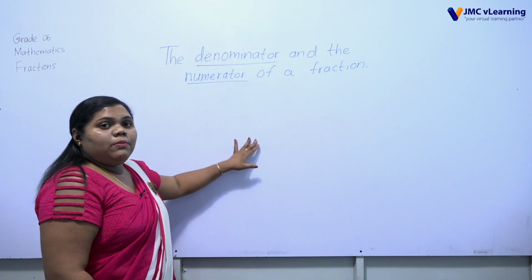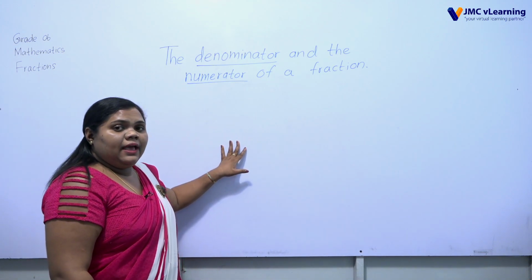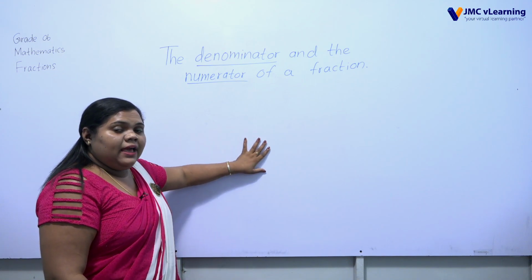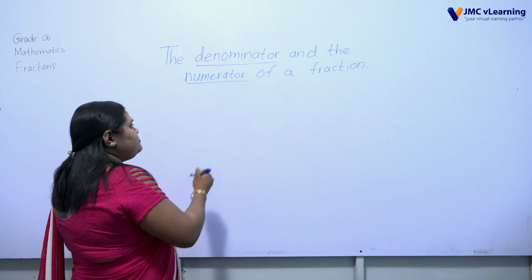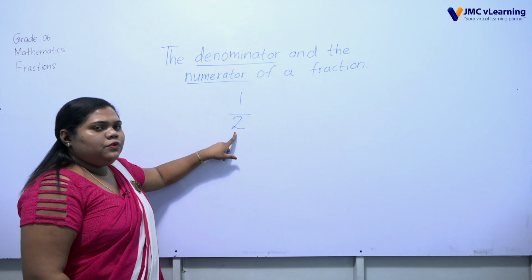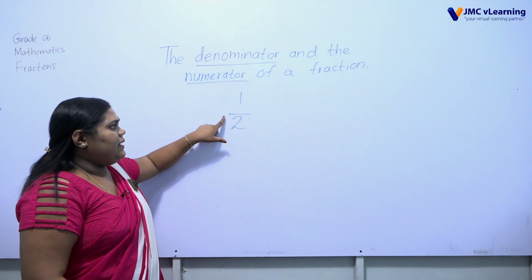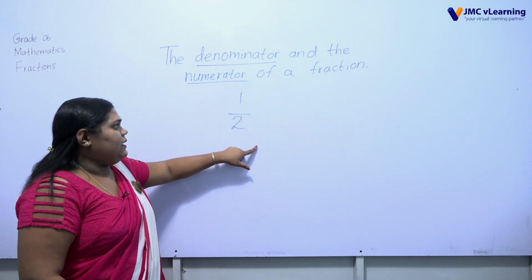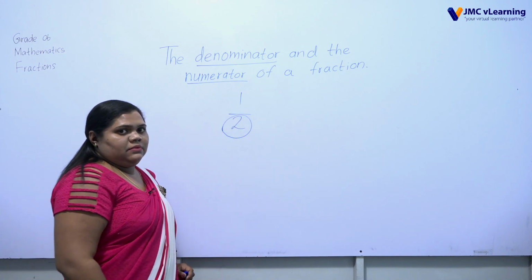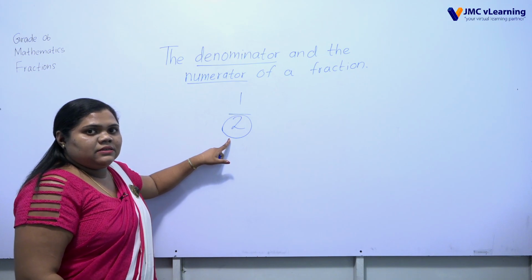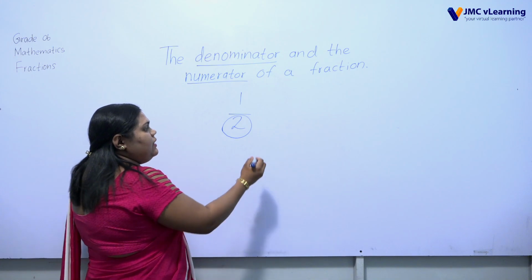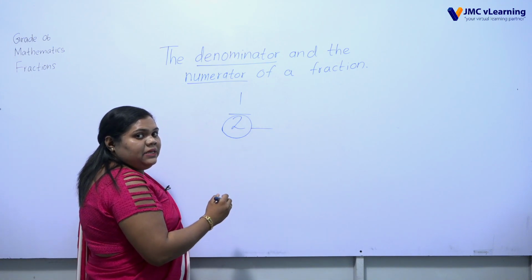When we talk about a fraction, a fraction has 2 parts. If I write like this, it has 2 whole numbers and a line. Okay. Now, if we talk about this down number, what is this? That's a special name for this. We call this one denominator.